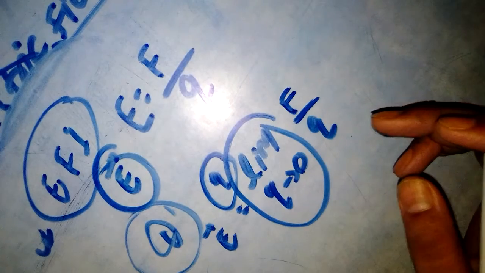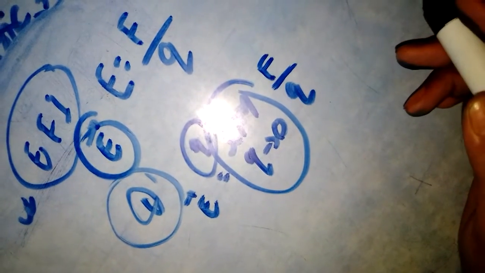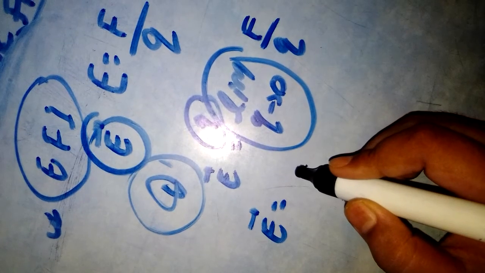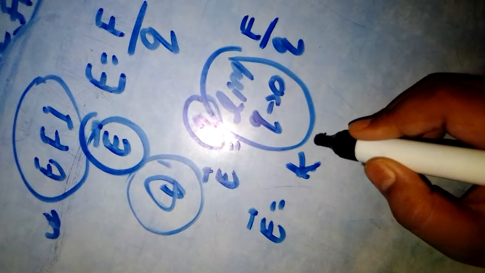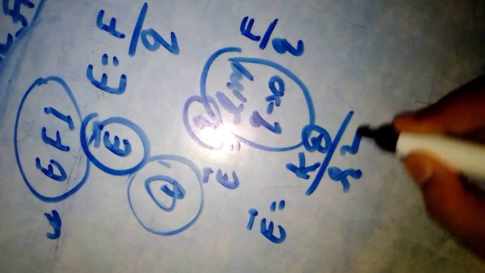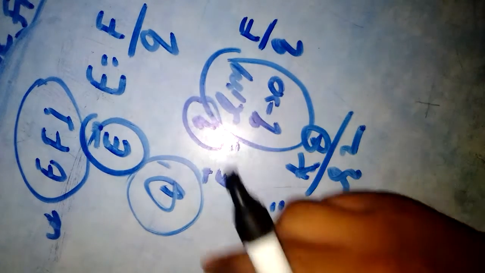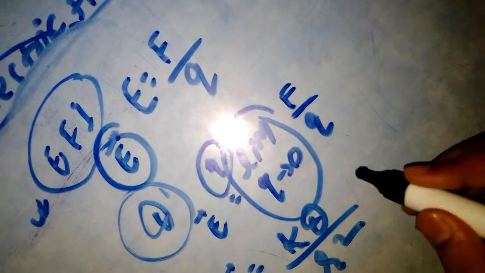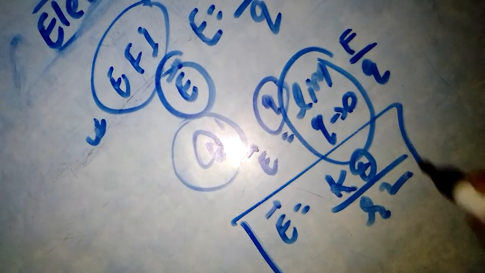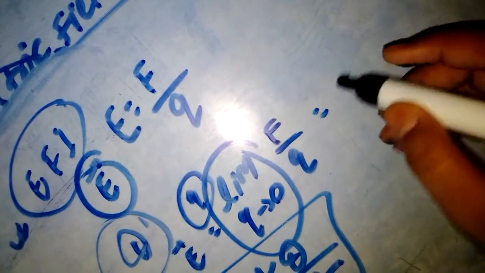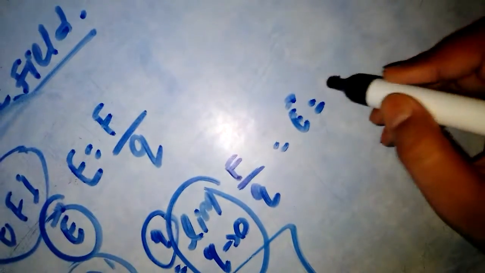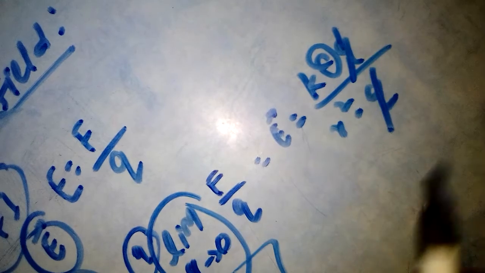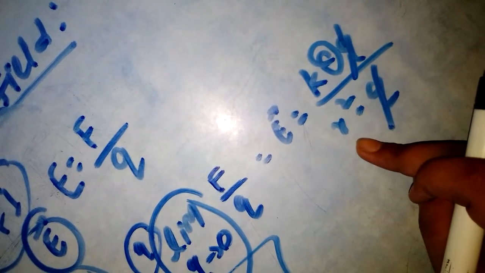So again, E is equal to KQ by R square. I have written this directly. Now see, put the value of F here and you will be left with this formula. What is the value of F? F is K Q q by R square, and q and q cancel out. So we are left with E equals KQ by R square.